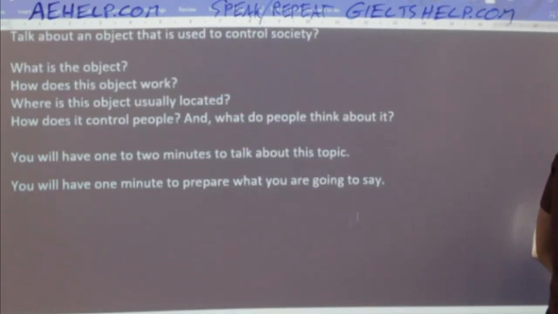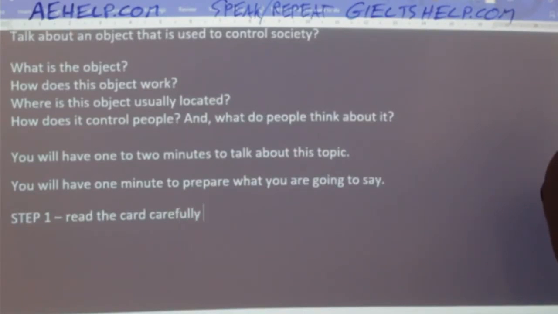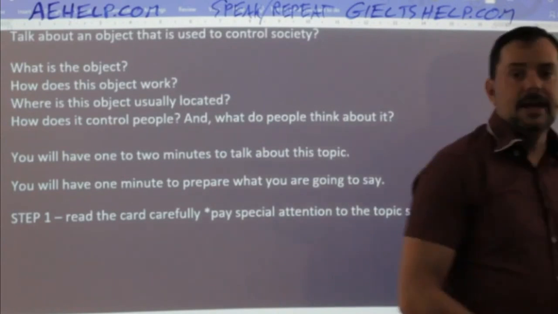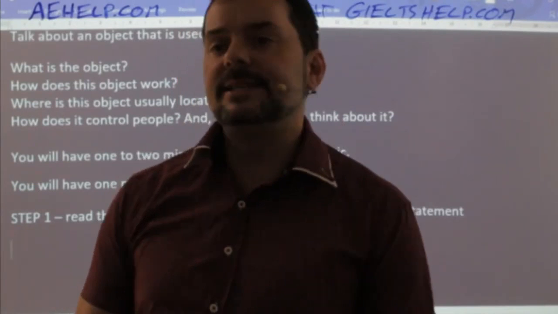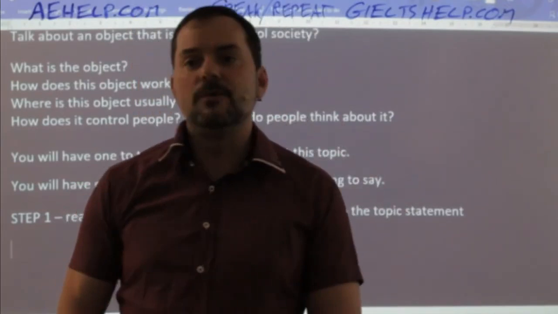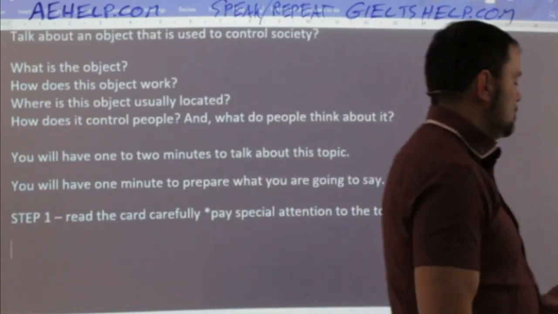Okay, so first step, read the card carefully. Pay special attention to the topic statement. Make sure you don't go off topic. Okay. And Janiel says, for step two, you can identify the category. So in this case, it's an object. Sure.